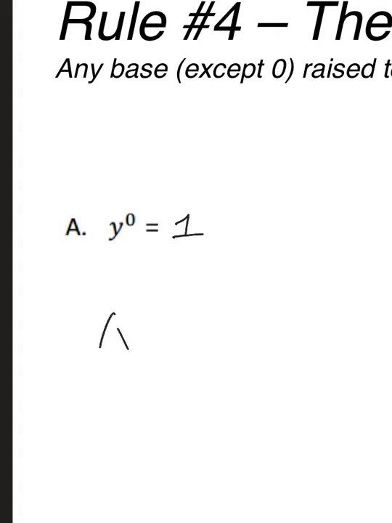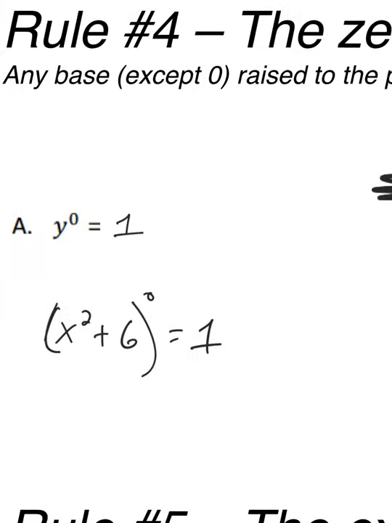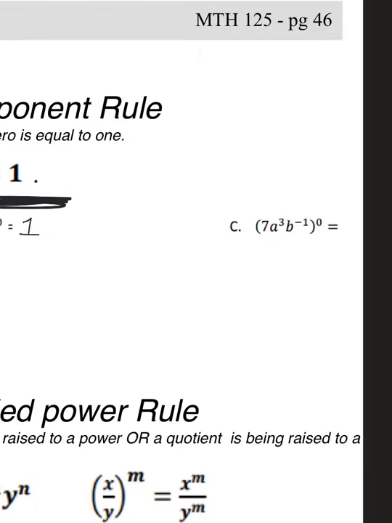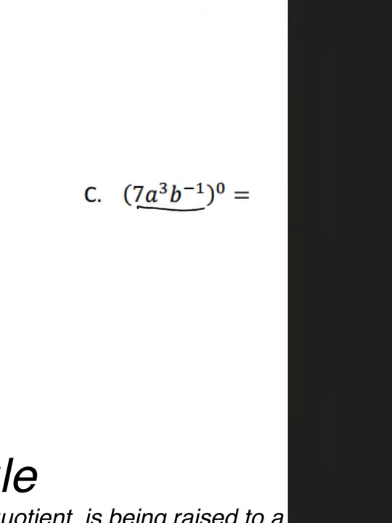If you have x squared plus 6 in a set of parentheses raised to the power of 0, it's 1. For b, 6 to the power of 0 is 1. C, again, you have this crazy monomial situation, raised to the power of 0, that's 1.